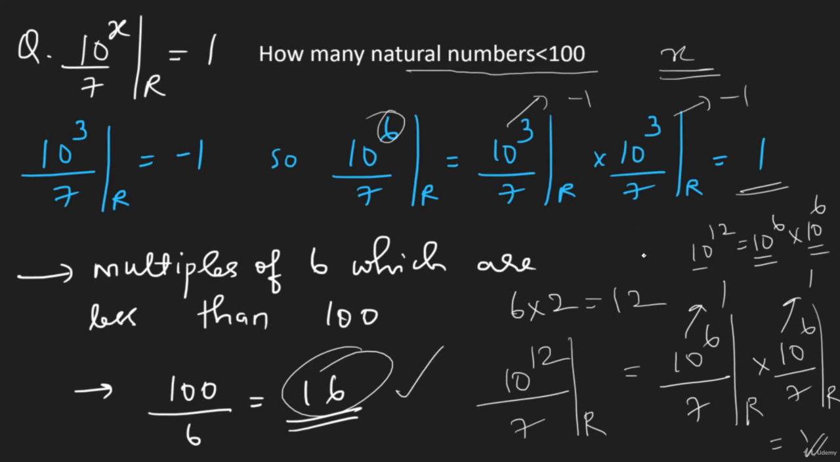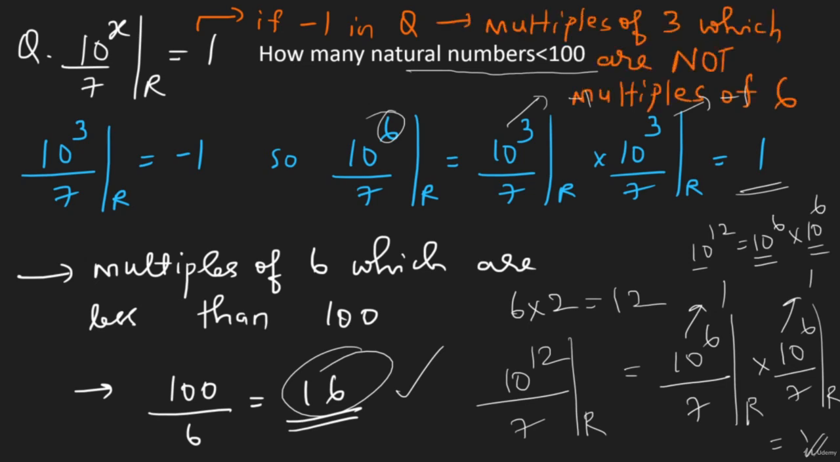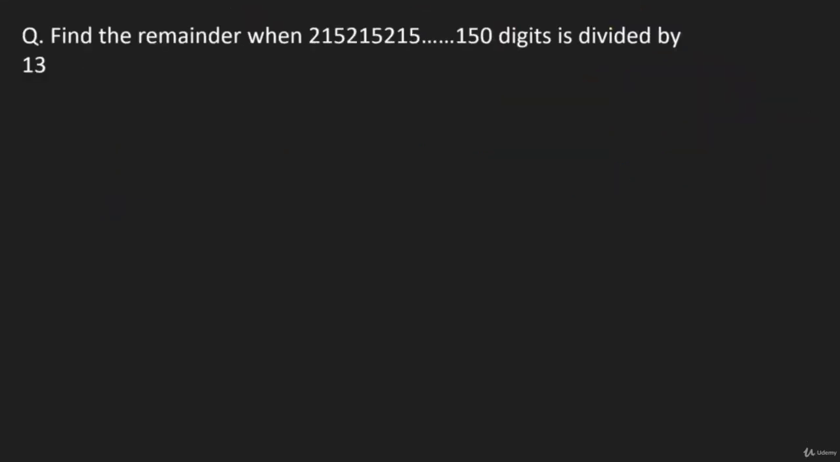Now, there's one more thing that you can note over here. Say for example, in the question, instead of 1, it was mentioned -1. That is, 10 to the power x by 7 gives a remainder of -1. Then you should have found the multiples of 3 which are not multiples of 6, right? Because multiples of 6 will give you a remainder of 1. When you do 10 to the power 6 by 7, the remainder is 1. But for example, 10 to the power 9 by 7 will give you a remainder of -1, right? Therefore, you have to find multiples of 3 which are not multiples of 6 if the question had -1 over here instead of 1. Let's do this problem.